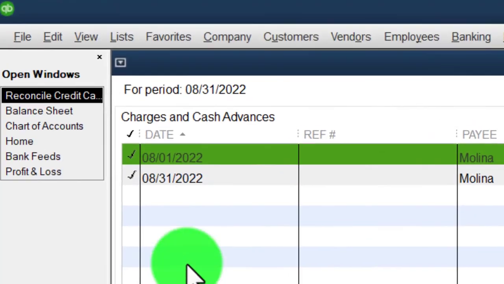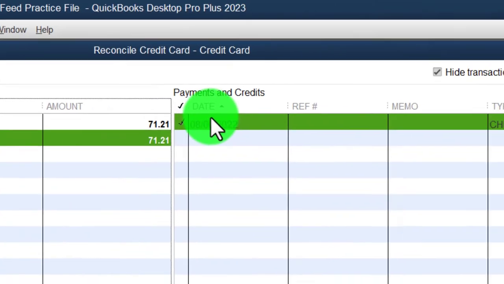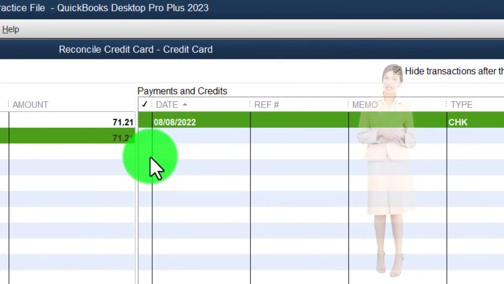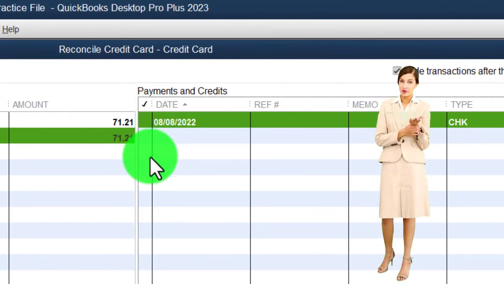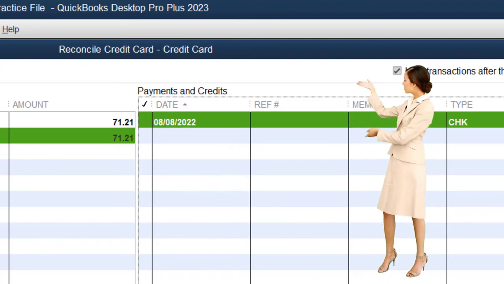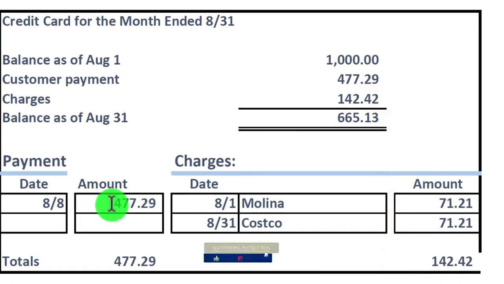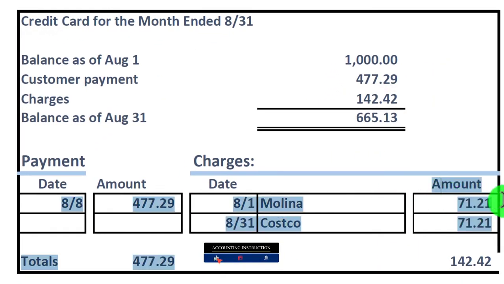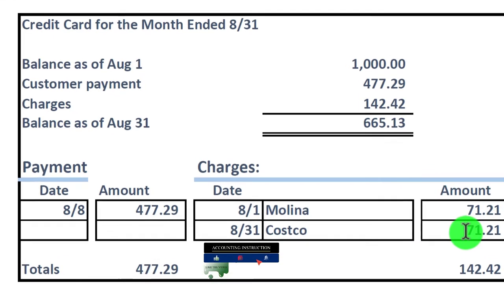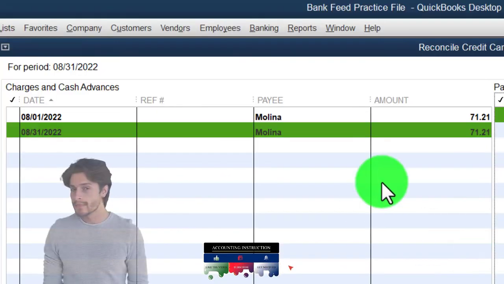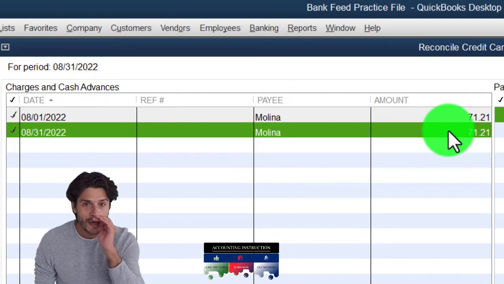Now, if you did do a full service accounting system, you would want to check everything off to see if there's any outstanding transactions in the system. So you'd have to go, okay, I see, let's make these first, the 7121, the 7121. I would check these both off. There they have been found.